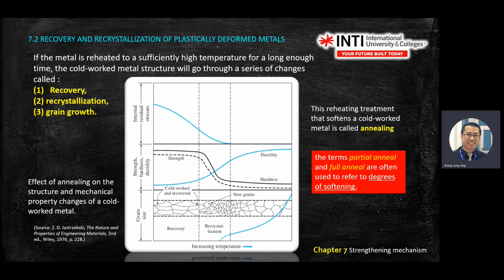Then in some textbooks, they will mention degree of softening. There are two: partial anneal or full anneal. Partial anneal means you heat until a certain temperature, then you cool it back. Full annealing means you ramp the temperature up until a maximum, then you cool it down. And you know, the higher the temperature, the softer the metal will become.